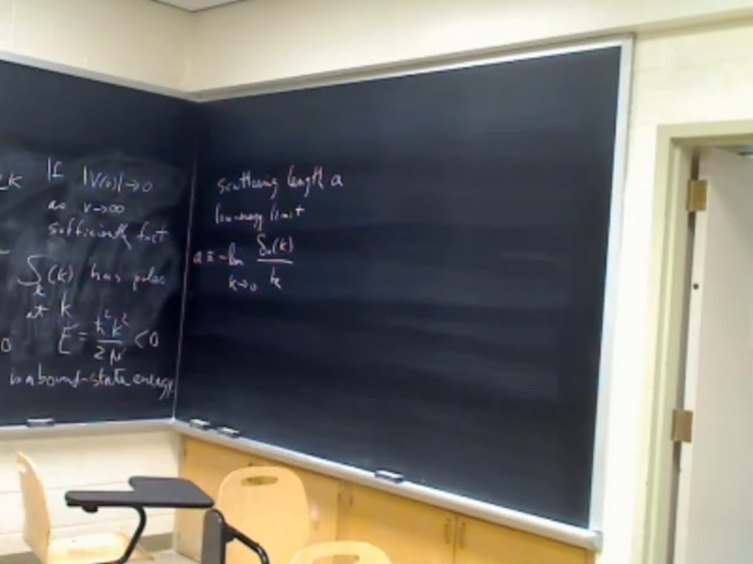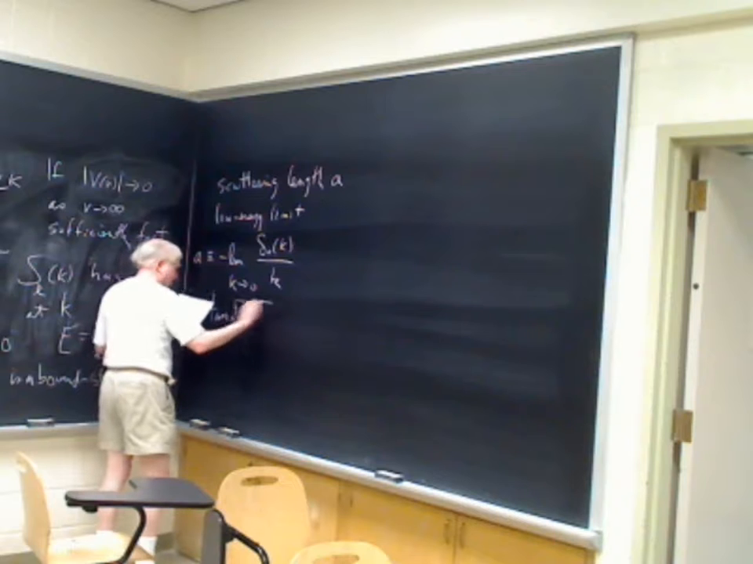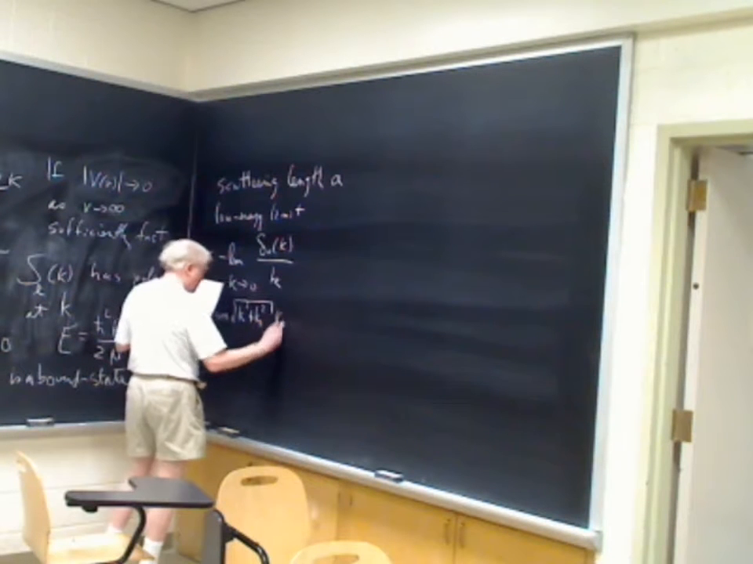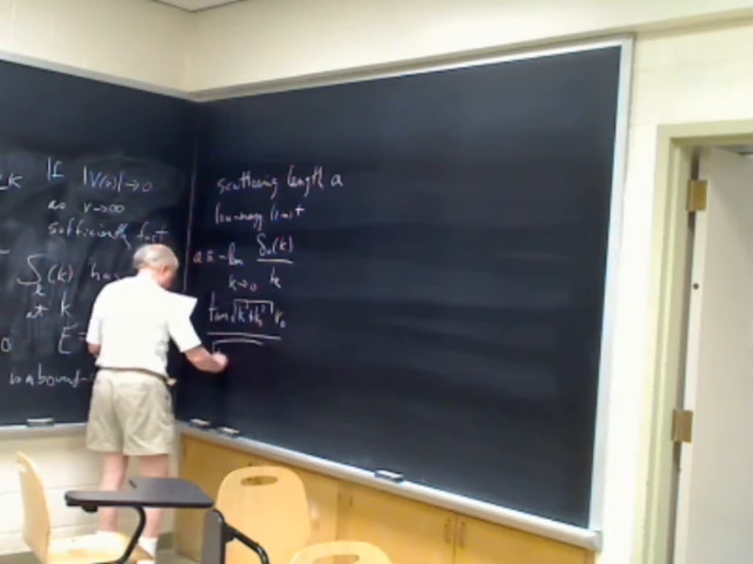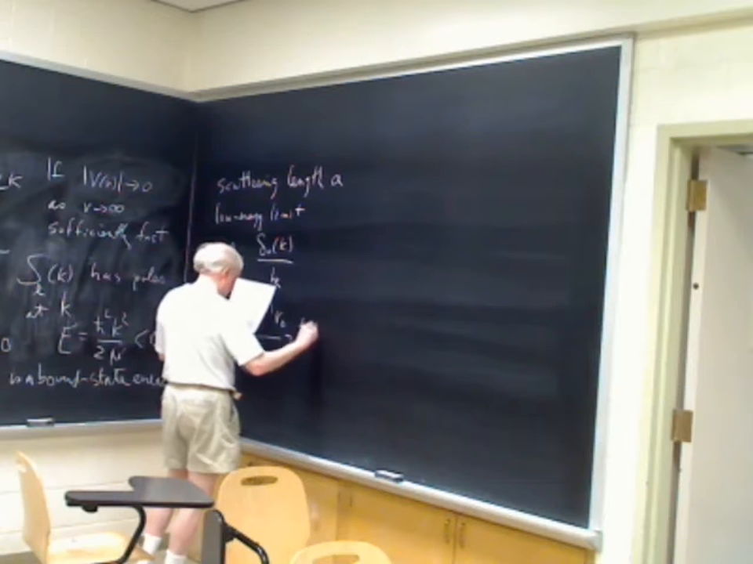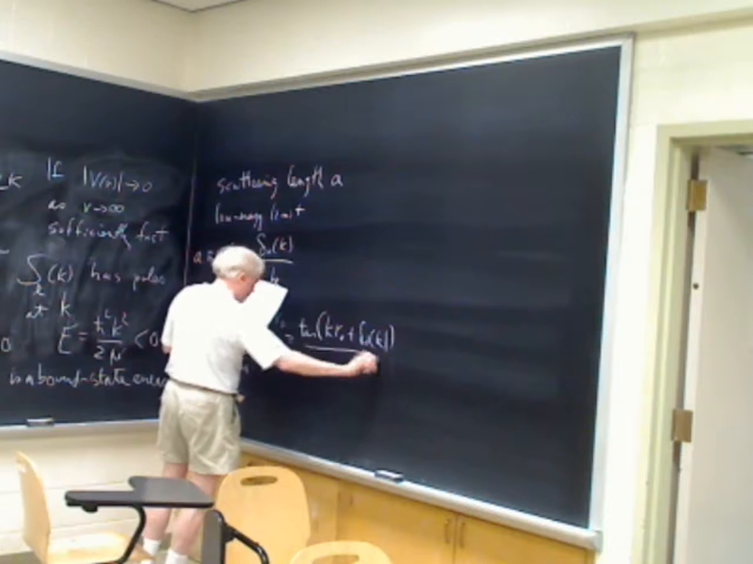Okay, well, let's go back to our equation right here. This equation, whoops, sorry about that. This equation where alpha is k r0 plus delta 0 is a nice equation to tell us how to find the scattering length. This equation then is, let me write it slightly differently, k squared plus k0 squared, r0, divided by the square root of k squared plus k0 squared, is equal to tangent of k r0 plus delta 0 of k.